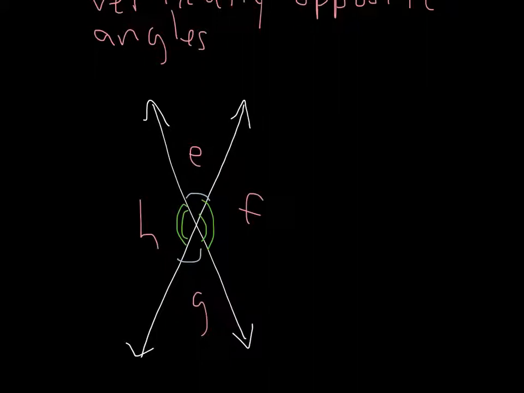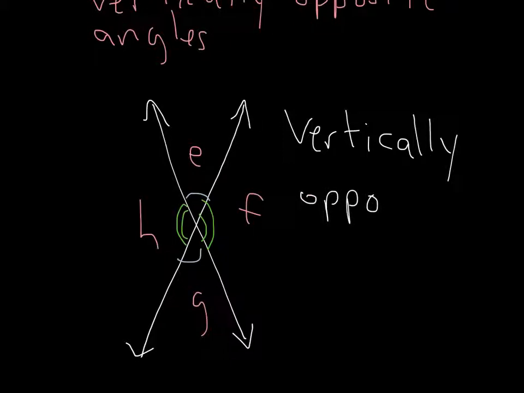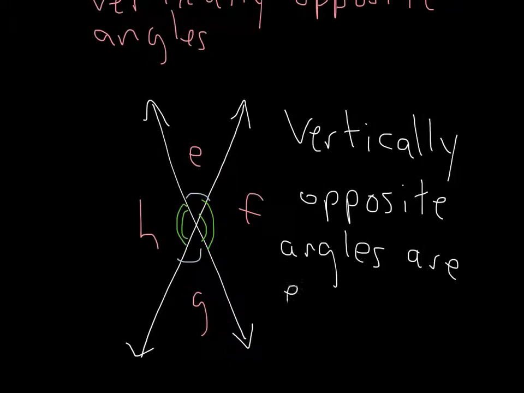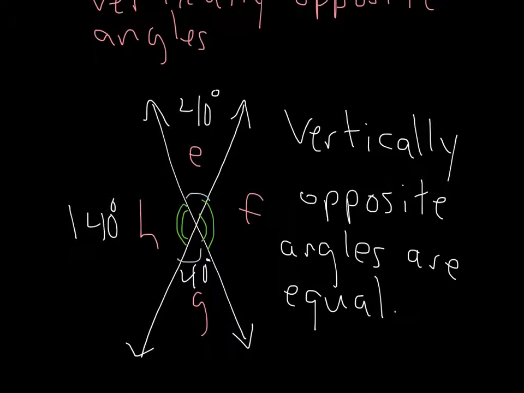And here's the big rule. Vertically opposite angles are equal. So, for example, if I said that angle E was 40 degrees, then angle G would also measure 40 degrees. And if I told you that angle H was 140 degrees, then angle F would also have to be 140 degrees. Vertically opposite angles always have the same measure.